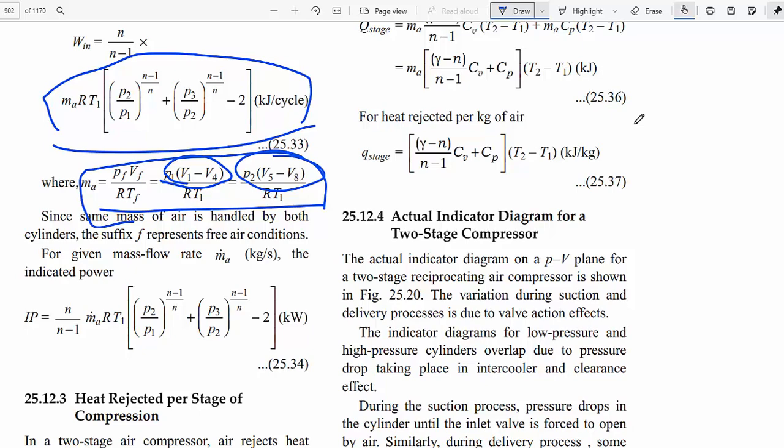Then indicated power equals n by n minus 1 times the mass flow rate, here indicated power in terms of m dot, so only this is different: (P2 by P1) to the power (n minus 1) by n plus (P3 by P2) to the power (n minus 1) by n, minus 2. Likewise, if we increase the number of stages, the pressure ratio terms increase, and the minus 2, minus 3 also increases.